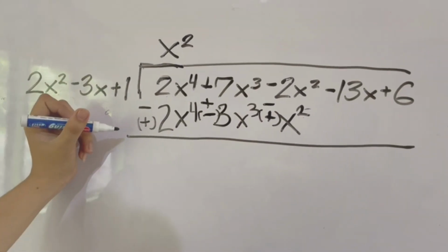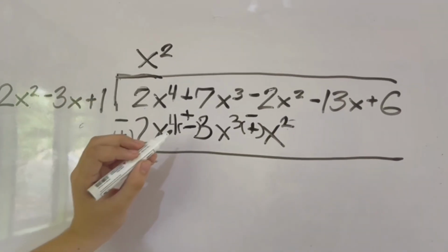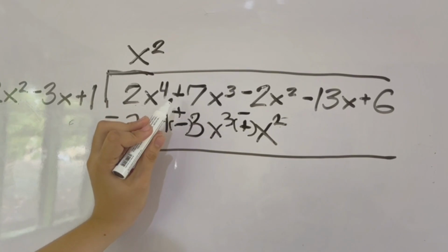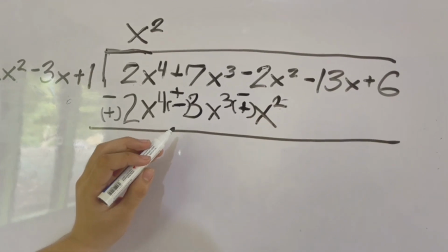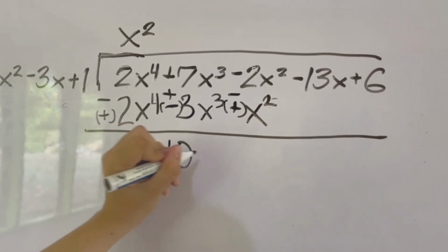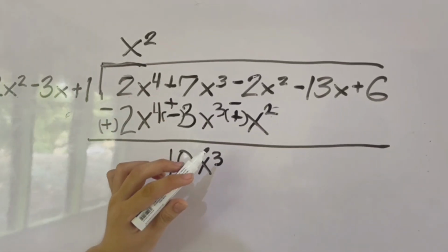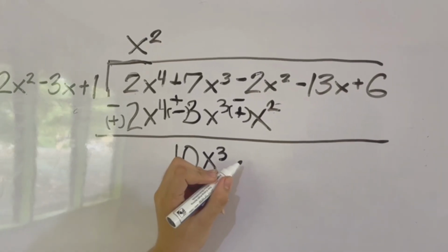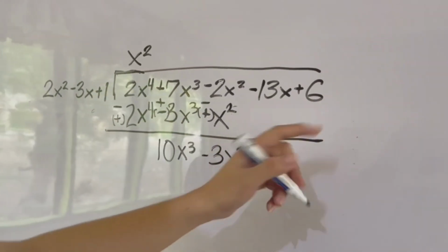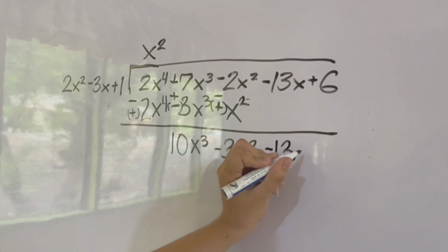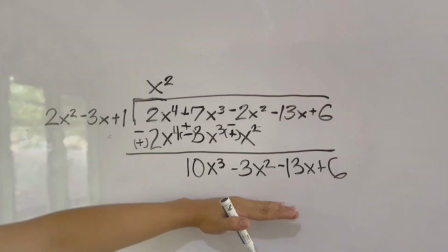So, it's time to subtract it from our dividend. 2x to the power of 4 minus 2x to the power of 4 is 0. 7x cubed plus 3x cubed is 10x cubed. Negative 2x squared minus x squared is negative 3x squared. And bring down the two terms, negative 13x plus 6. Now, we have our answer.